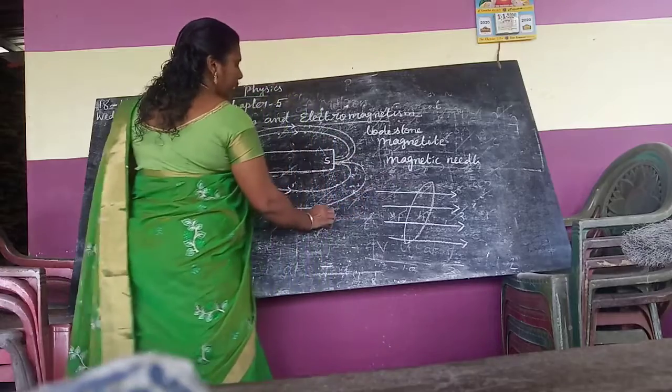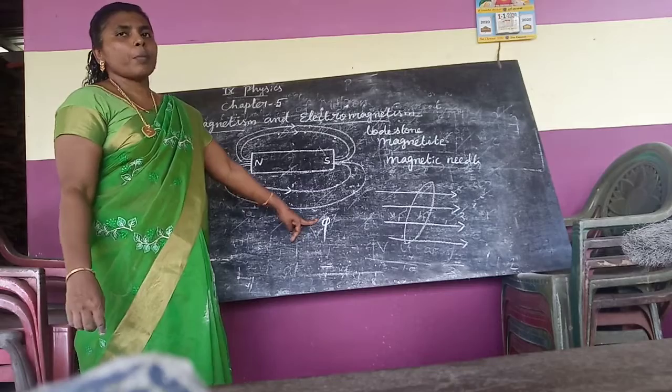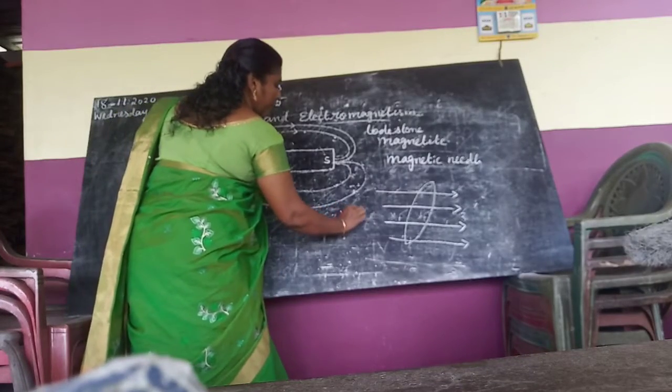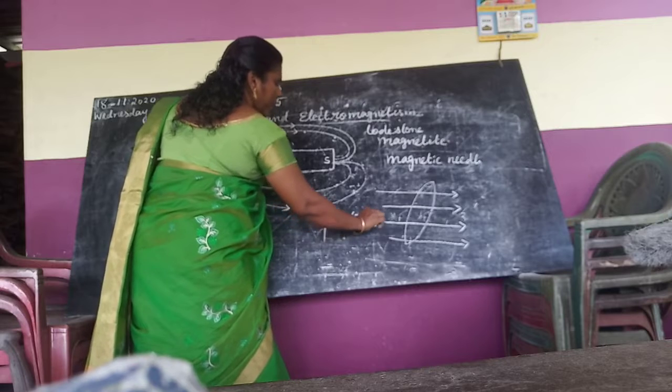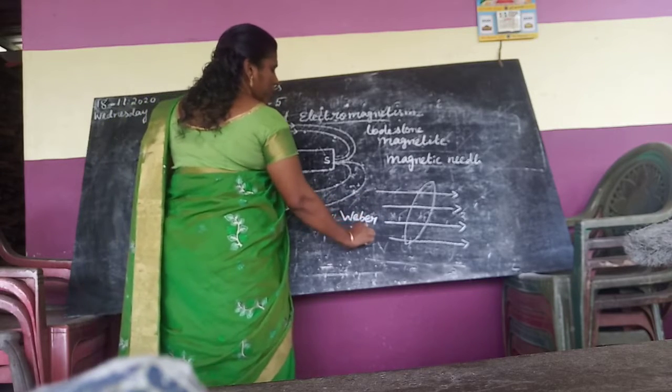Magnetic flux is denoted by the letter phi. The unit of magnetic flux is Weber. W-E-B-E-R, Weber. We can write it like this, or Wb also we can write.